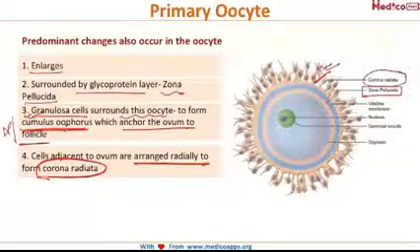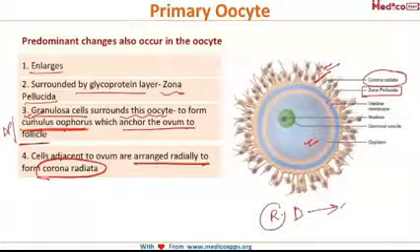And here, this is the basic ooplasm containing the germinal vesicle and the nucleus. So, this is the structure of a primary oocyte. Now, we have seen till now that the recruitment of the follicles has occurred, then the selection of the dominant follicle has occurred, and this dominant follicle has started growing.